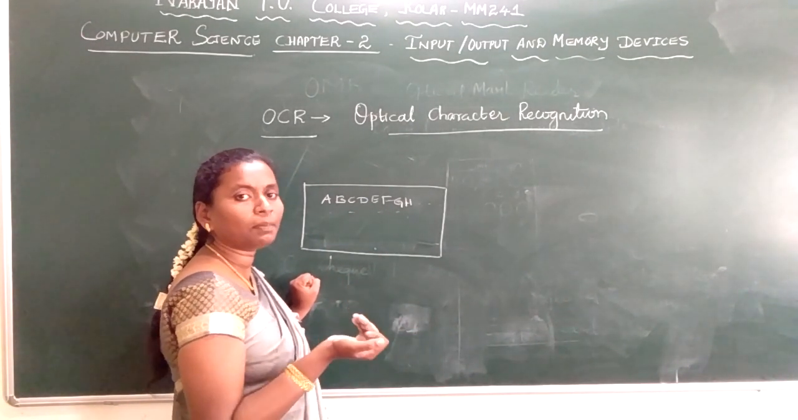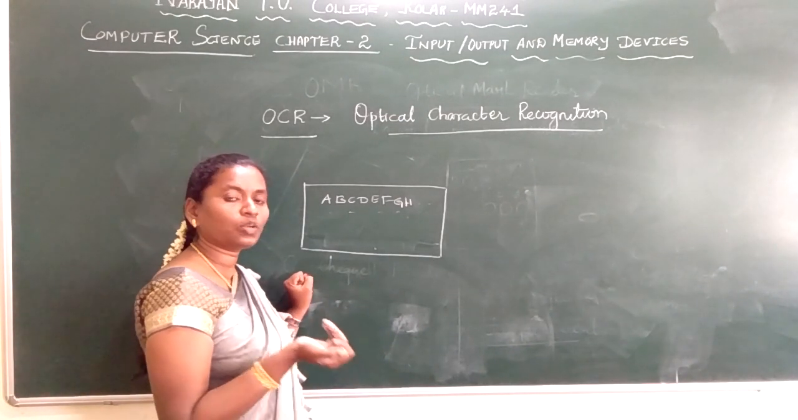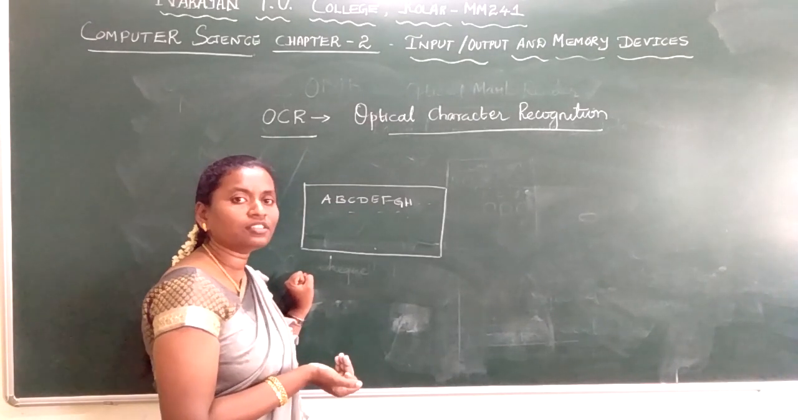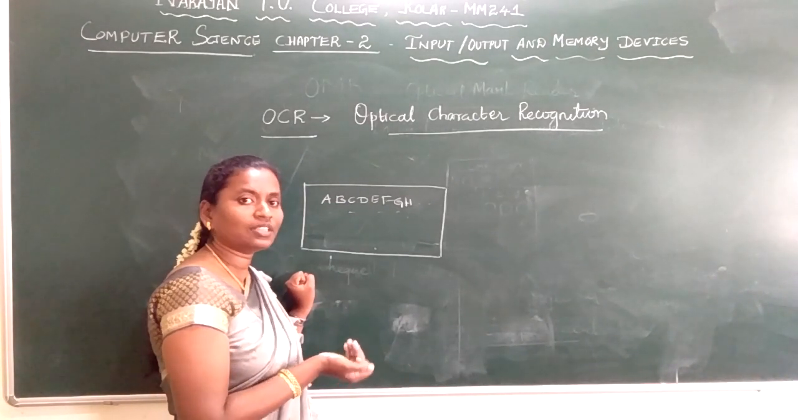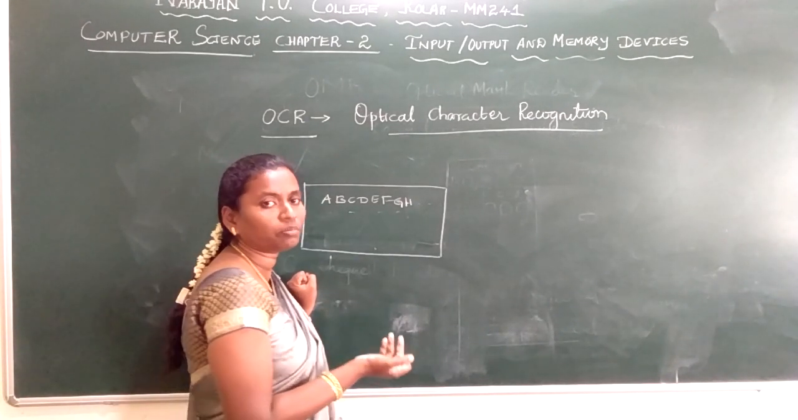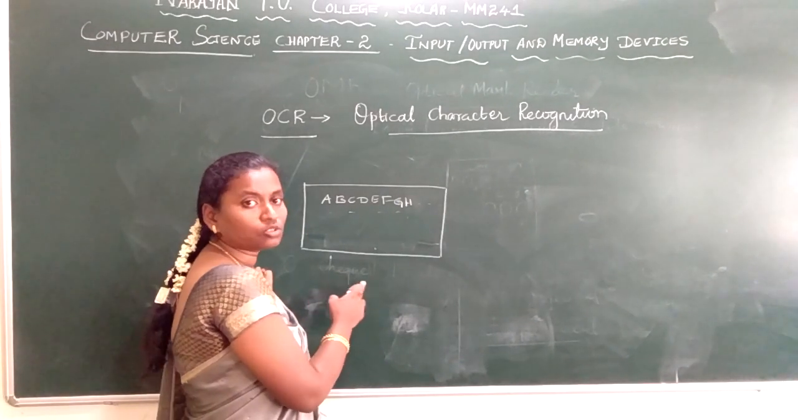So this OCR plays a very vital role in converting printed textual information. Basically they use it in magazines, because that has to be edited at any cost. It will not be static, it has to change. The information keeps changing. In magazines they use this optical character recognition software.